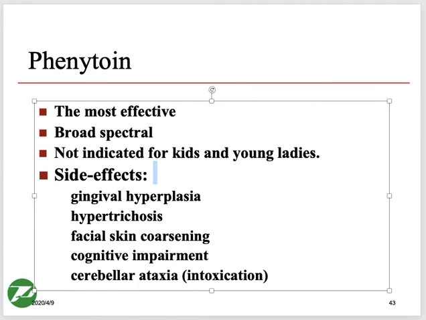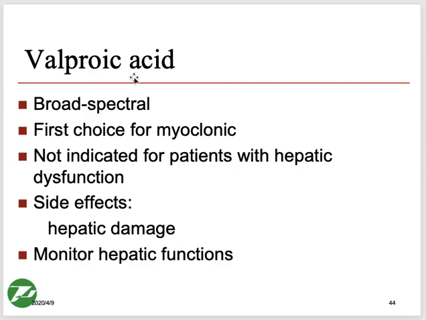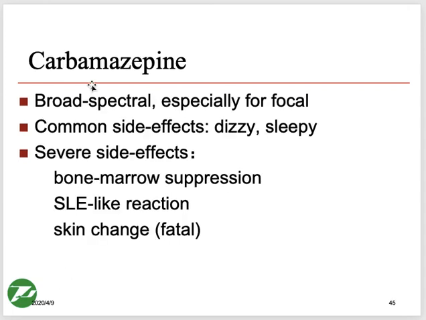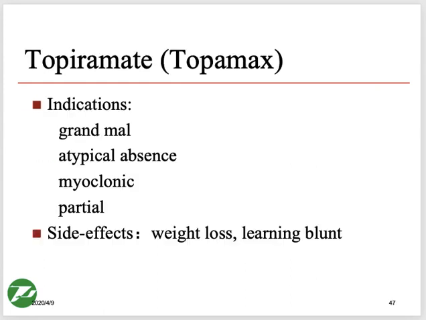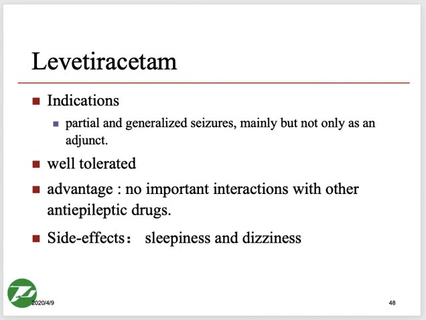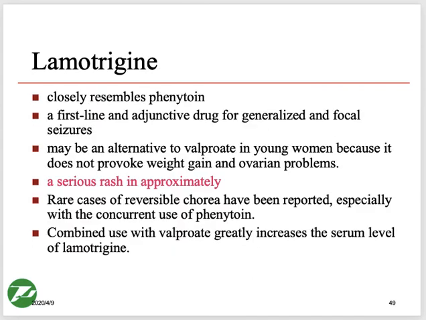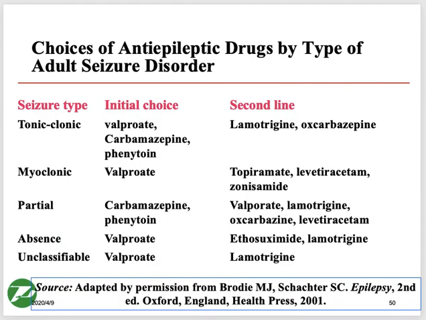So, valproic acid is the first choice for myoclonic seizures. Hepatic dysfunction is a contraindication, as the side effect is hepatic damage. Carbamazepine is very good for focal seizures. Side effects are bone marrow suppression and an SLE-like reaction. So every drug has some side effects, but first we try monotherapy and then we go for a combination of drugs.